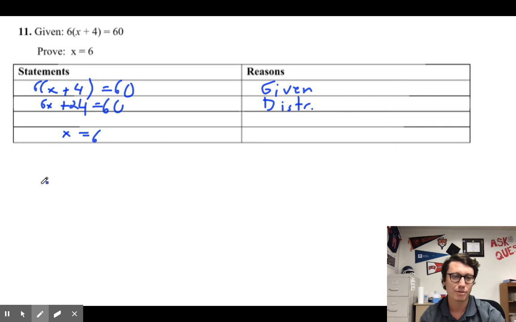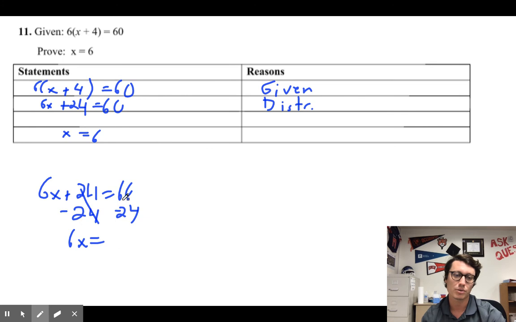Next, if we have 6x plus 24, again I'm going to write it off to the side to keep it nice and neat. We have to get rid of plus 24, so we're going to subtract 24 from both sides. Those will cancel. We end up with 6x equals 60 minus 24, which ends up with what? 36. So 6x equals 36.